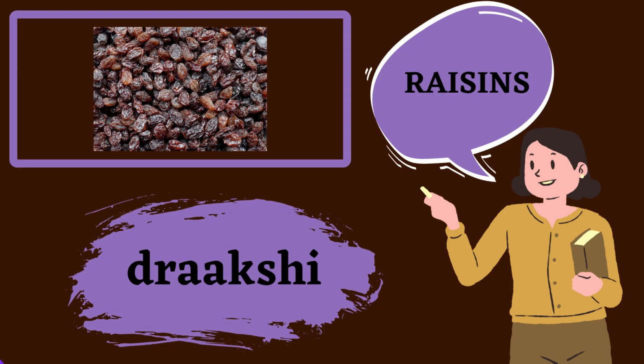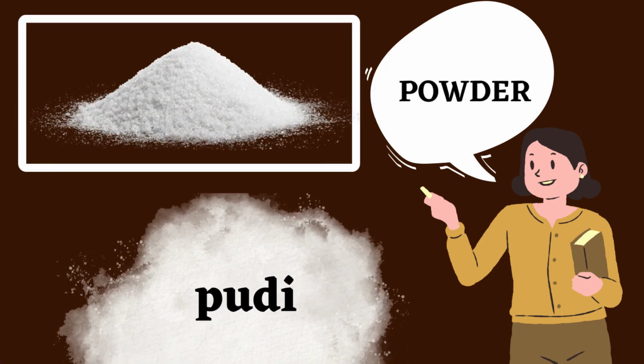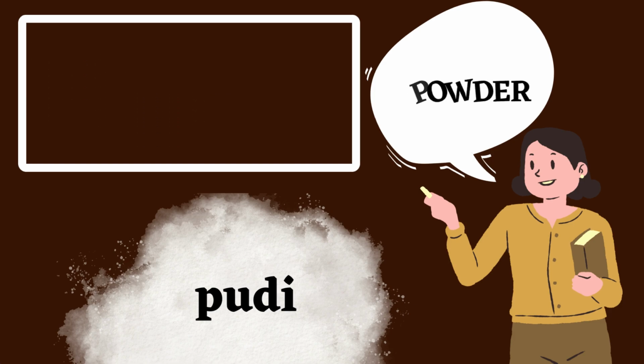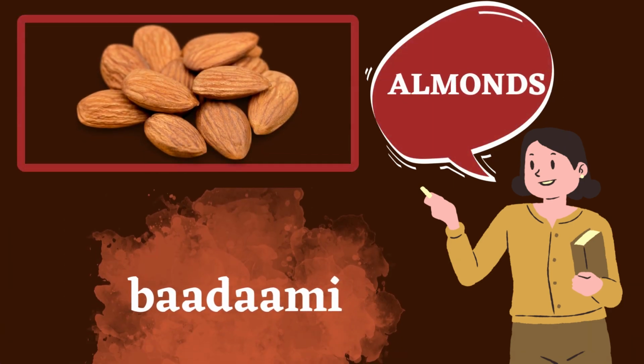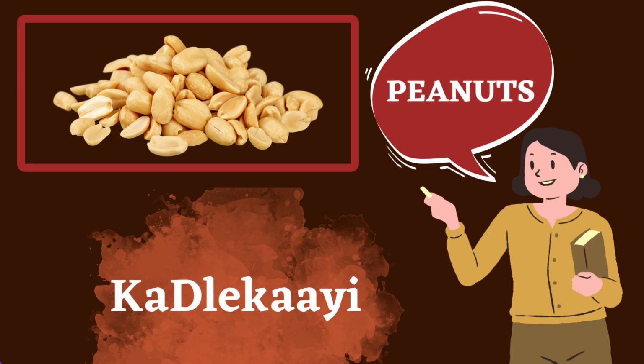Raisins is drakshi. Let me repeat it, drakshi. Powder. Powder is pudi. Let me repeat that, pudi. Almond. Almond is badami. For example, kandu badami. Kandu badami, which means brown almond. Peanuts. Peanuts are kadlekai.